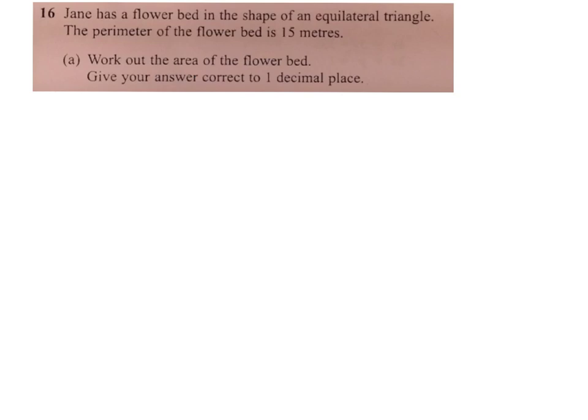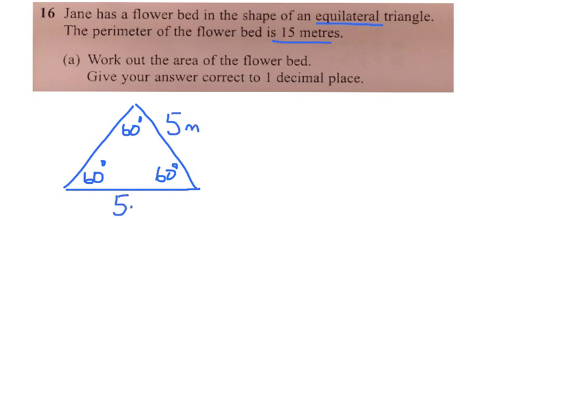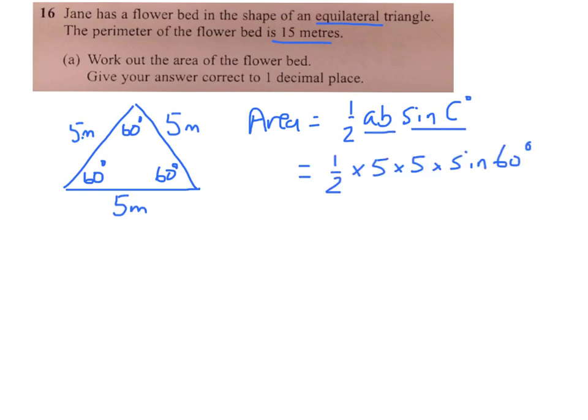So in question 16a, we've got a triangular shaped flower bed. In fact, it's an equilateral triangle, so all the angles are 60 degrees, and given that the perimeter is 15 and all the sides are the same length, all the sides are 5 meters long. So we're going to use area is a half ab sine C, because we've got two adjacent sides and an enclosed angle. So two sides, doesn't really matter which ones we choose, and the enclosed angle here, so a half times 5 times 5 times sine of 60 gives us 25 root 3 over 4 square meters.